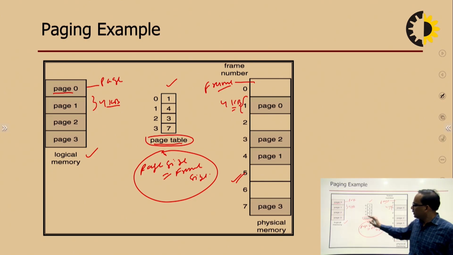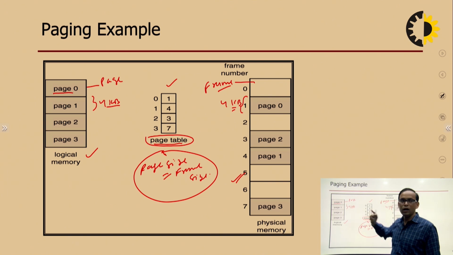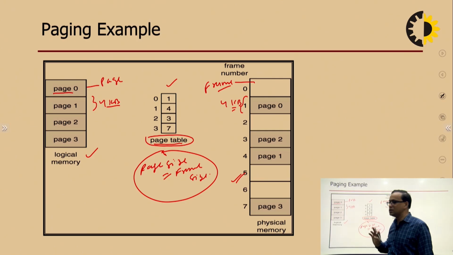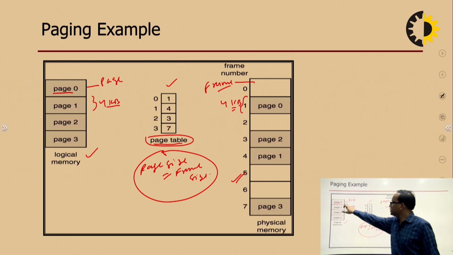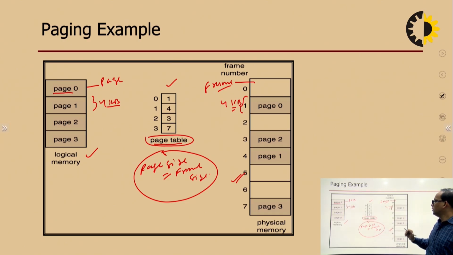For example, here our logical memory is divided into 4 parts. So there are 4 pages, numbering started from page 0, page 1, page 2 and page 3. And main memory is divided into 8 partitions. It means there are 8 frames in main memory, numbering started from 0. So frame 0, frame 1, frame 2, frame 3, frame 4, frame 5, frame 6 and frame 7. Now page 0 is loaded into frame 1, page 1 is loaded into frame 4, page 2 is loaded into frame number 3, and page 3 is loaded into frame number 7.